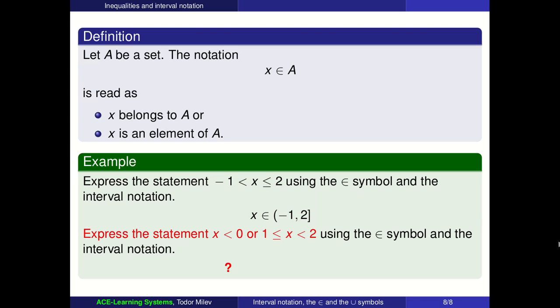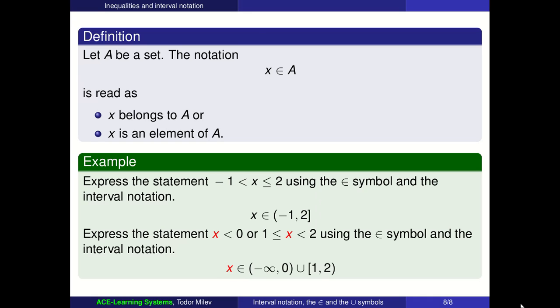Similarly, let us express the statement x less than 0 or x greater than or equal to 1 and x less than 2. So let's express that statement using the belongs to symbol. Again, we express the fact that we're talking about the variable x and not about the variable y or some other variable, by writing x belongs to. So that expresses the fact that we're talking about the variable x.